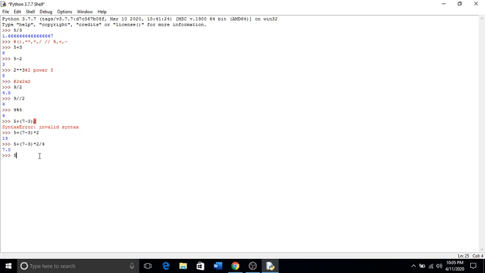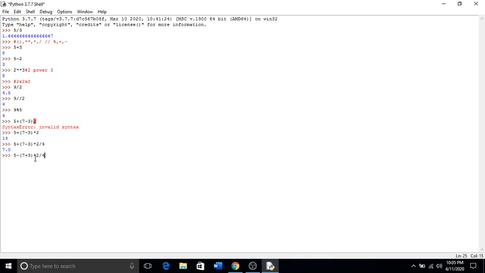Now if you use something like this, 5 minus (7 plus 3), then multiply by 2 divided by 4, what will be the answer? 7 plus 3 is 10. 10 into 2 is 20. 20 divided by 4 is 5.0. Why? Because division is there, so it goes with the decimal point.